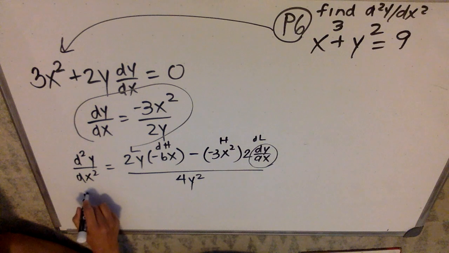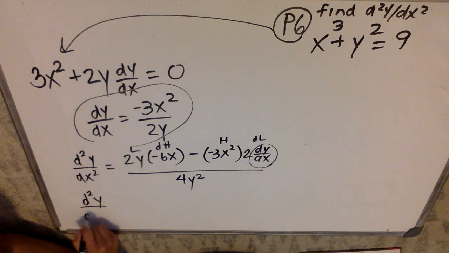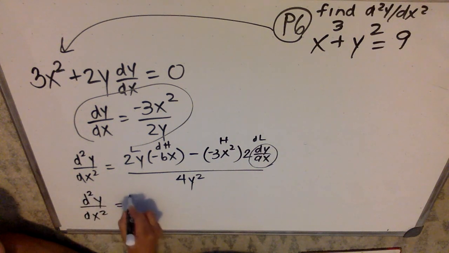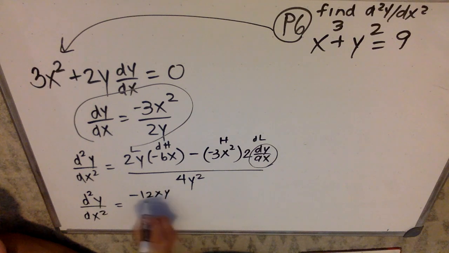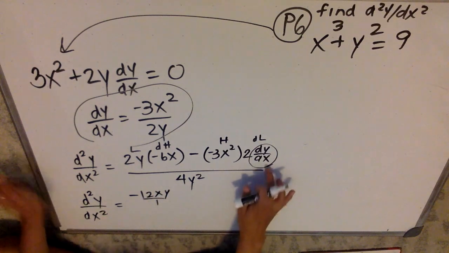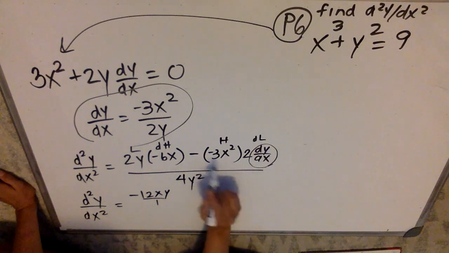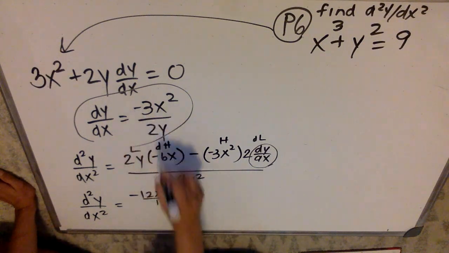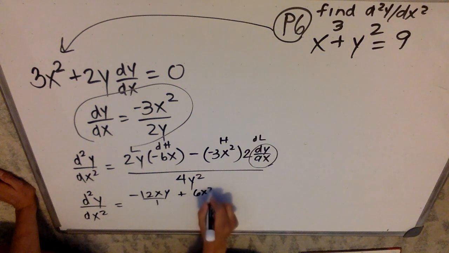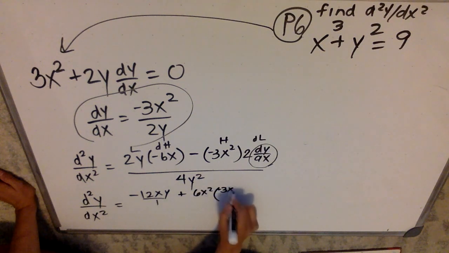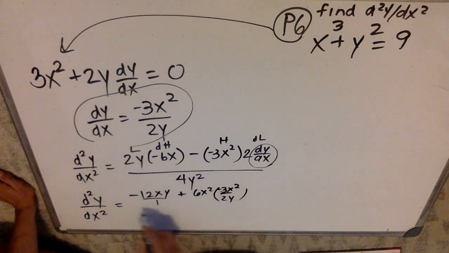So I'm going to get d squared y over dx squared equals, so this seems to be a negative 12xy, and I'm going to go ahead and note that it's over 1 because I see that this is going to be a fraction when I plug it in, right? This would end up being a plus 6x squared times this thing. So plus 6x squared times this, negative 3x squared over 2y, which we'll deal with in a sec, all over this 4y squared.